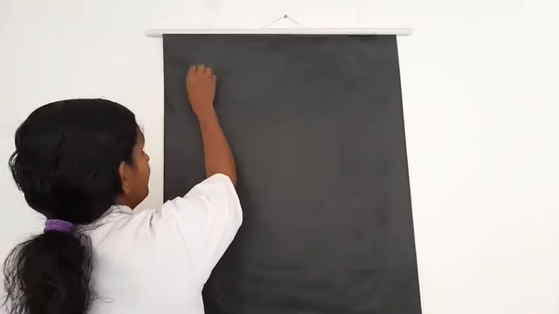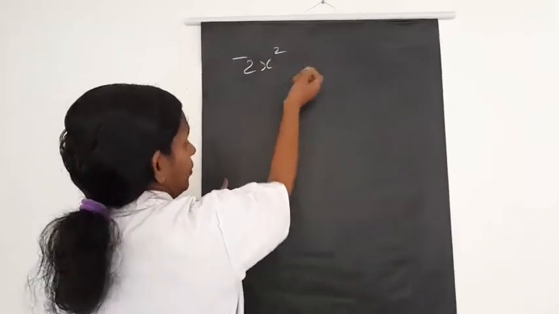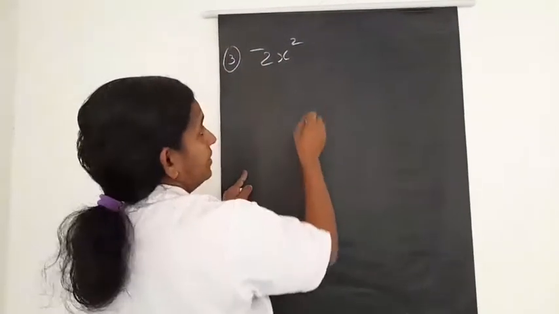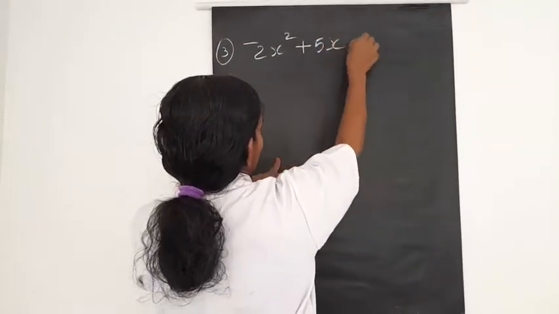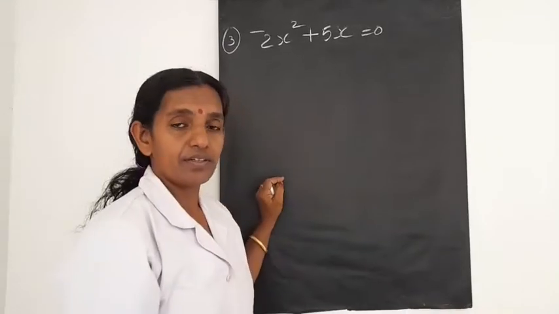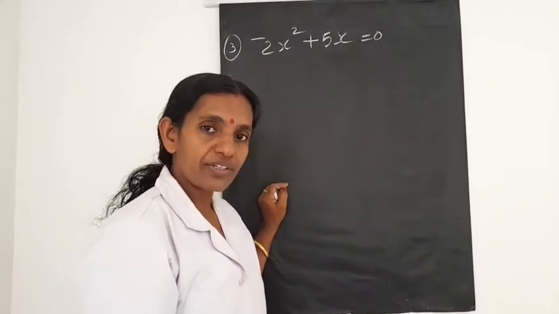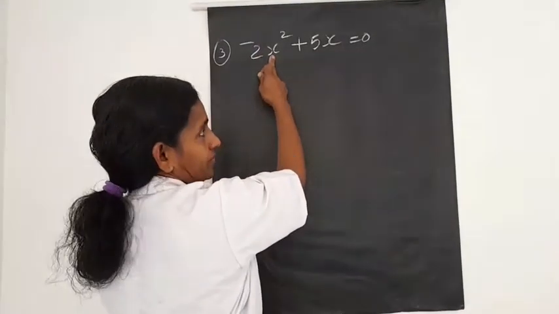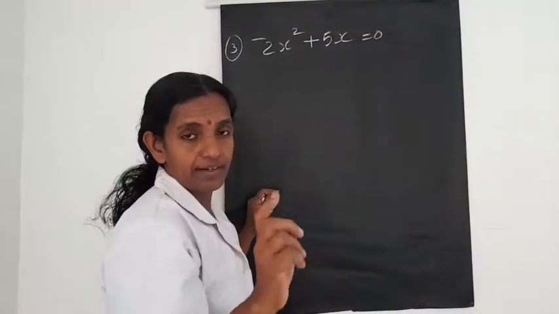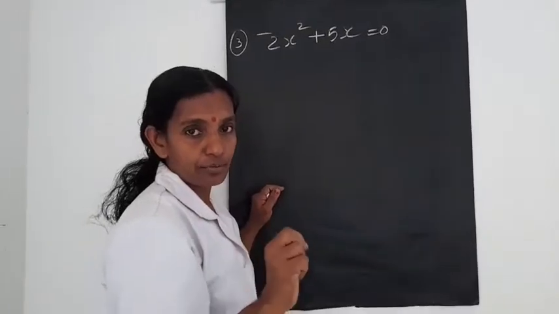Now we can see another example. That is negative 2x square. It's a third example. Negative 2x square plus 5x equal to 0. Whether it is a quadratic equation? Yes. How we can say it is? There is an x square term. So it is of the general form, standard form, ax square plus bx plus c equal to 0.